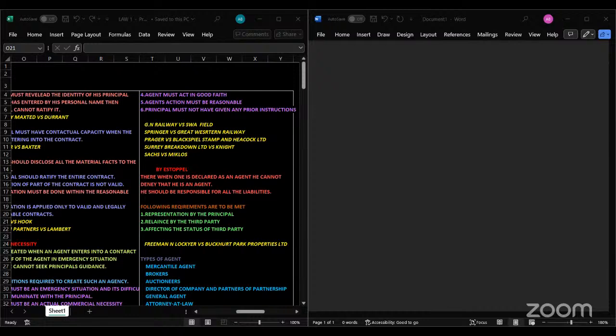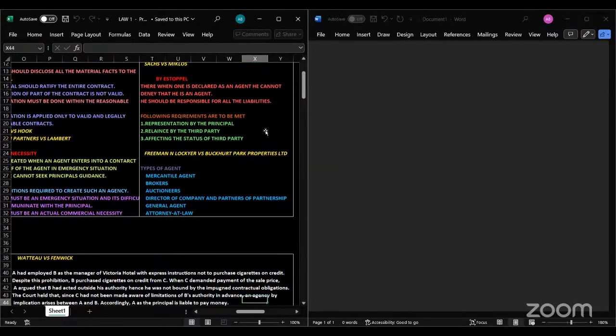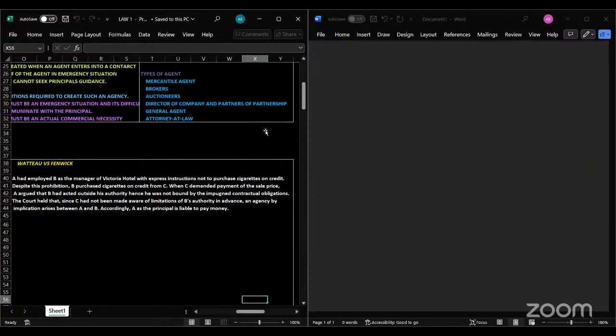So let's start from the types of agent. First of all, we start from mercantile agents, right? So who are mercantile agents? Mercantile agents are a type of agent who acts on behalf of a principal in commercial matters. The meaning of the word mercantile itself is commercial substance.